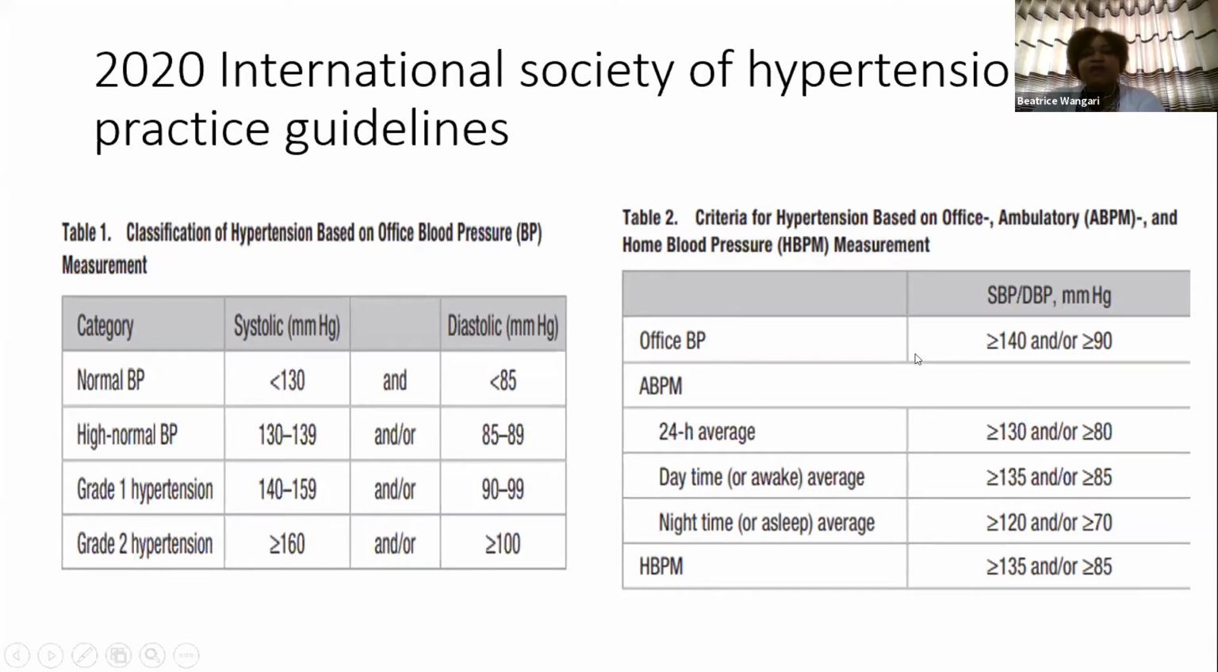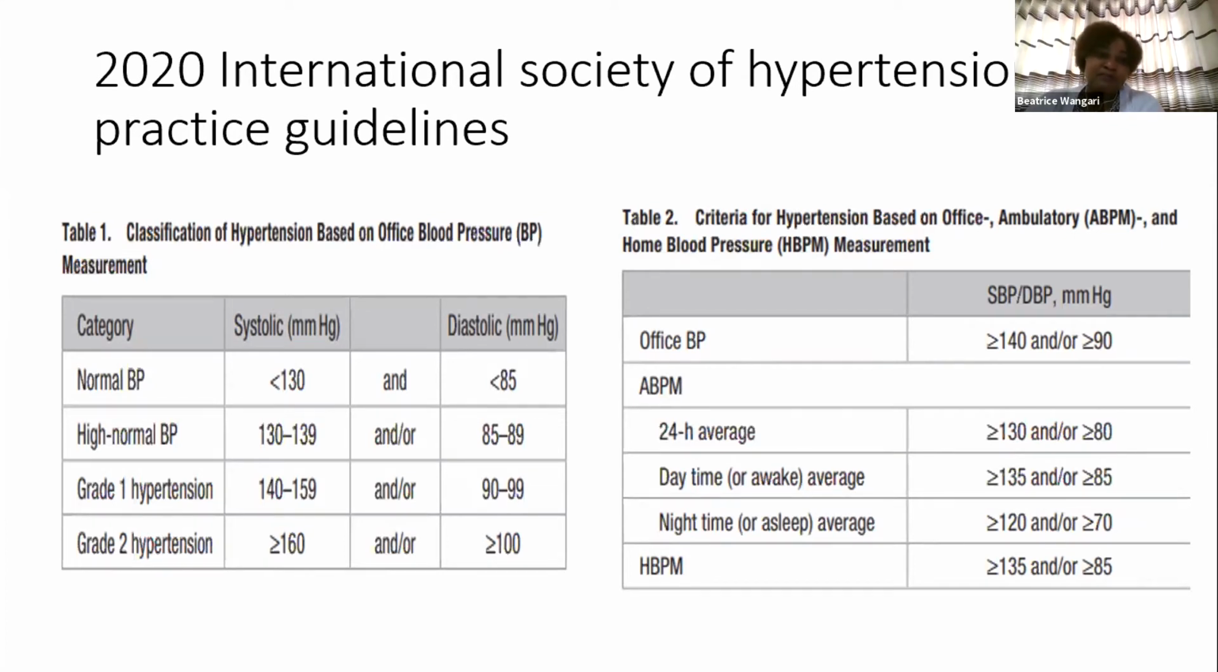is above 90. Then they give us a guide for ambulatory blood pressure monitoring and home BP monitoring, where for the 24-hour average of ambulatory BP monitoring, the thresholds were now 130 over 80, for daytime 135 over 85, and for nighttime 120 over 70. But for office BPs, we went back to the JNC 7 guidelines of more than 140 over 90.